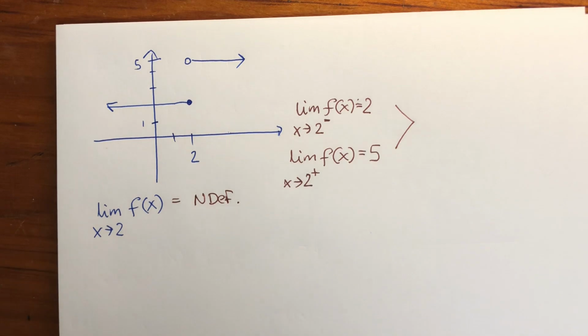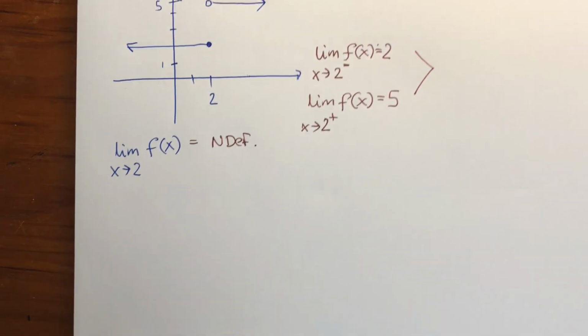Okay, the limit of this function f of x that I graphed is not defined right here, because in order for the limit to be defined, it would have to approach the same number from both directions. All right, so something for us to remember. All right, and then one more type of example.